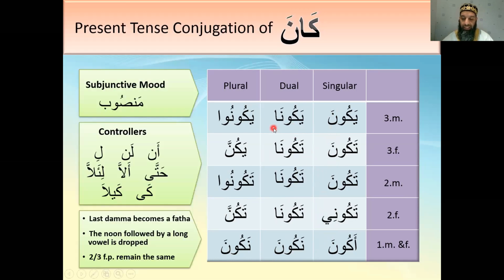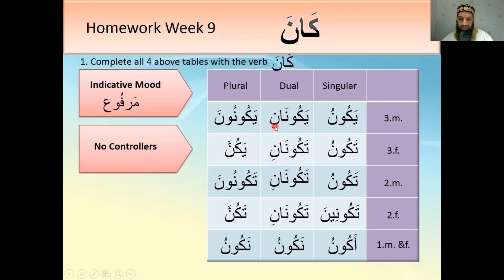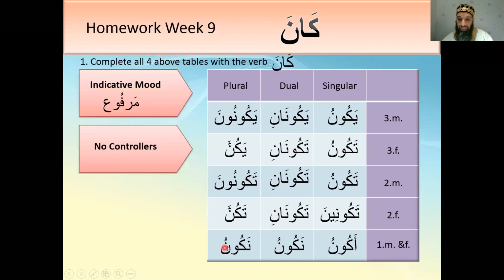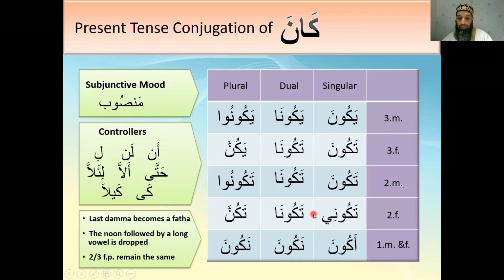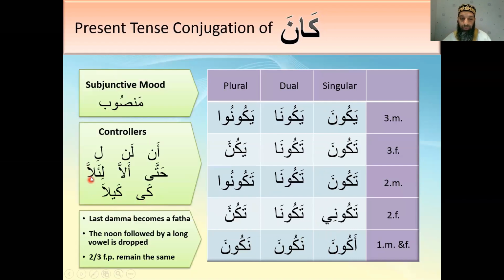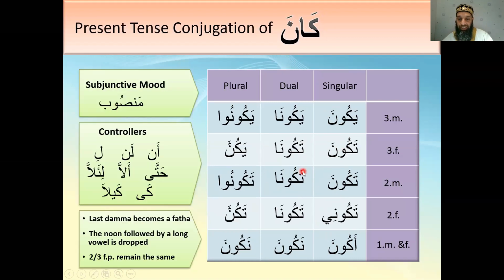Right, so this is the mansub version, and you can see what's going on. The nouns are dropping. These are the nouns of the templates that are dropping. The reason why this noun isn't dropping is that it's part of the word Kana. It's an irregular verb. It's just the nouns that belong to the template that are dropping. And the dhamma endings of the singular are becoming fatha. And the only reason that's happening is because one of these words came before this verb and changed it. The meanings are the same.